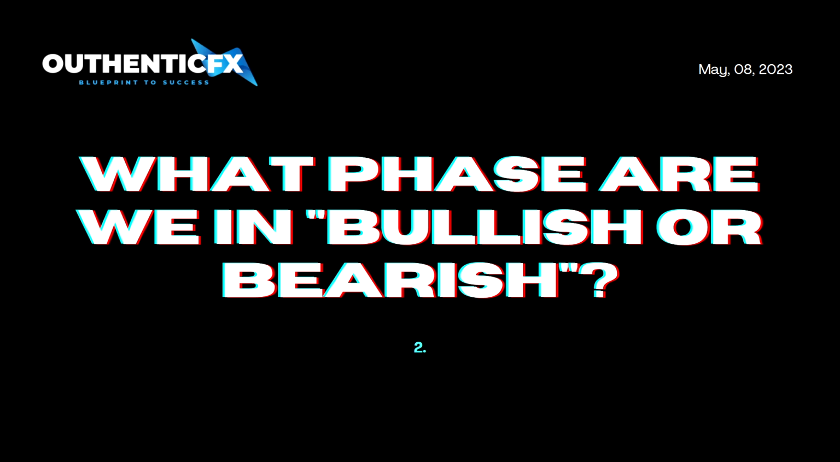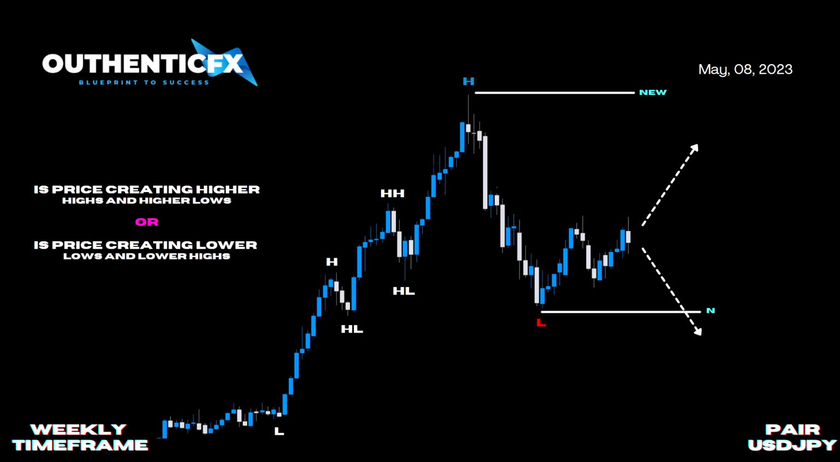So what phase are we in? Are we bullish or bearish? Clearly we can all see the price is creating higher highs and higher lows. We need to always ask ourselves, is price creating higher highs and higher lows, or lower lows and lower highs? So right now on this weekly time frame, we are creating higher high, higher low, and then a high. The reason why I have marked this up as a high instead of a new higher high is because we have broken structure to the downside. So this becomes a new trading range.